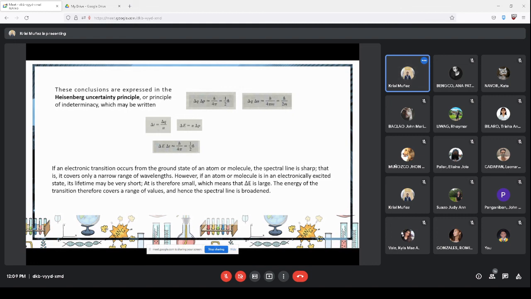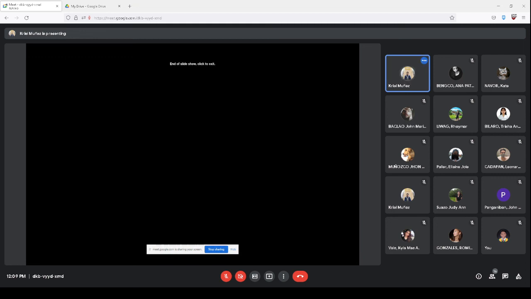Tama ba? Kapag ka nasa ground state ka, class, you wouldn't know kung kailan siya magsisimula ng absorption. So malaki yung delta T. Pero maliit lang yung magiging energy ng nasa ground state. Kapag naman nandun ka na sa excited state, mabilis lang class yung emission, pero napakalaki naman ng energy. So the energy of the transition therefore covers a range of values and hence the spectral line is broadened.